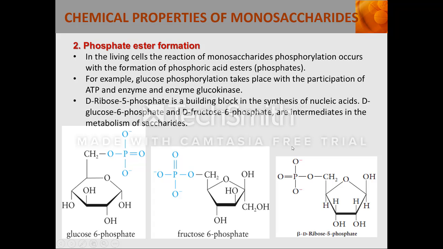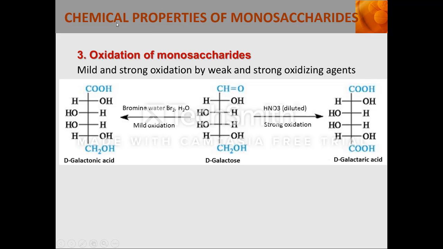In the living cells, the reaction of monosaccharides phosphorylation occurs with formation of phosphoric acid esters. For example, glucose phosphorylation takes place with the participation of adenosine triphosphate and enzyme glycokinase. The third reaction is oxidation of monosaccharides. Here you can see mild and strong oxidation by weak and strong oxidizing agents. Like other aldehydes, aldoses are easily oxidized to carboxylic acids.